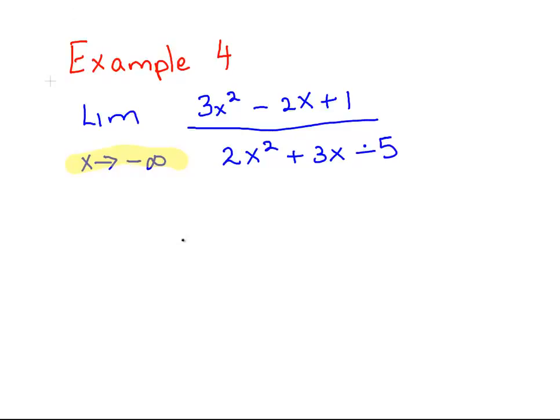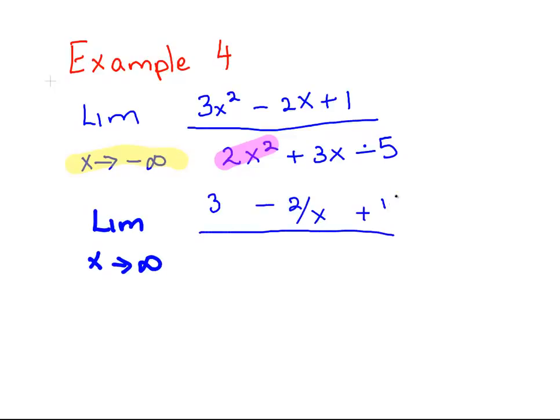For the forthcoming examples. Limit of x as x goes to minus infinity. So what we're going to do is essentially what we did in all previous examples. We divided by the highest power. The highest power here is x squared. So we have 3 divided by x squared is 3. 2x divided by x squared is 2 over x plus 1 over x squared. 2x squared divided by x squared is 2, plus 3x divided by x squared is 3 over x, and minus 5 over x squared.